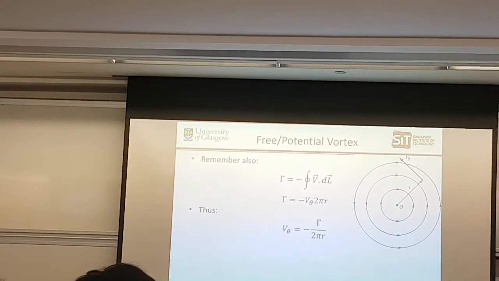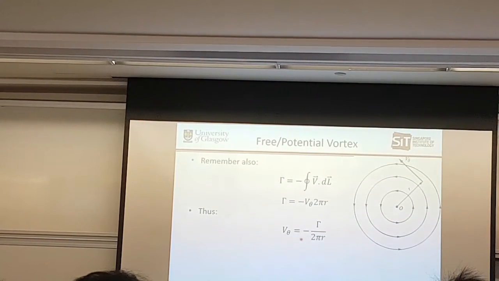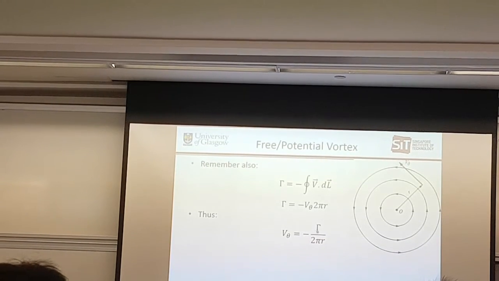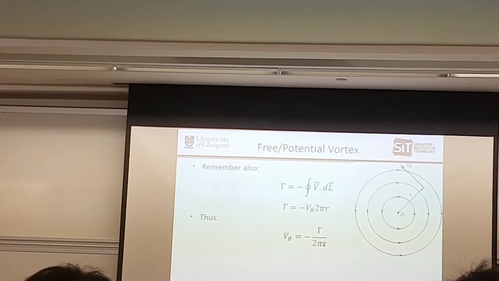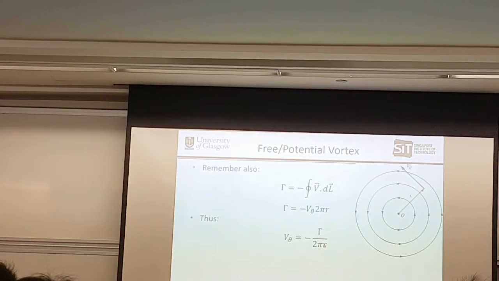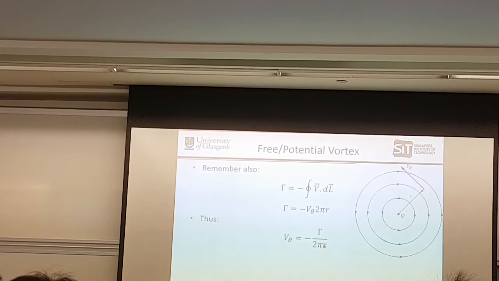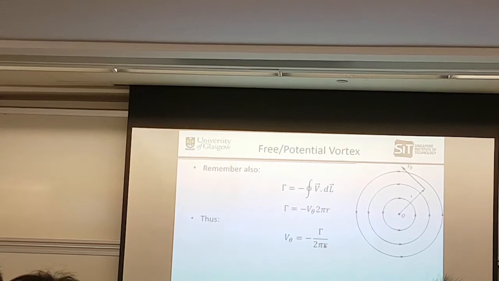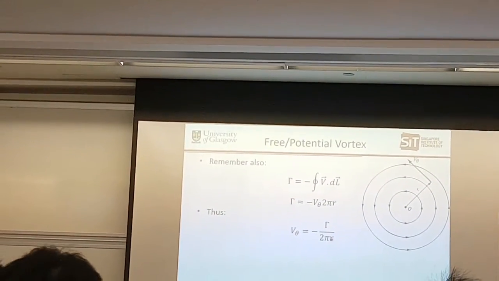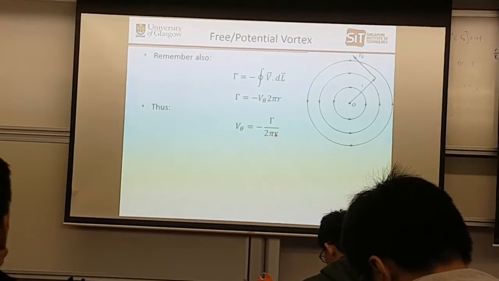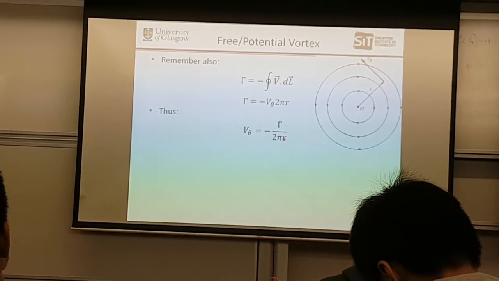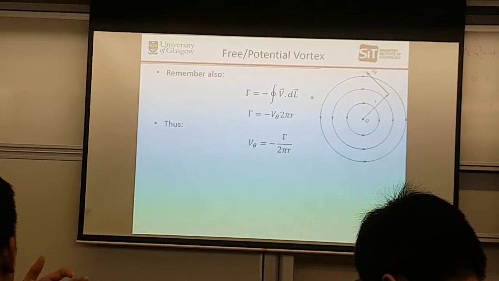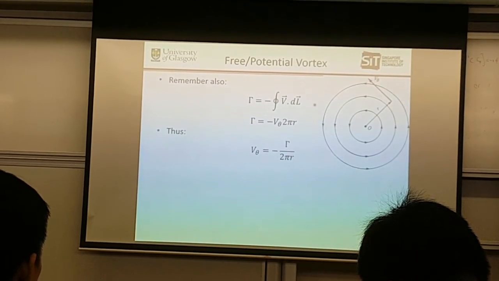So that means I can find my V theta, given the circulation strength, as minus tau over 2 pi r. Now, why am I doing this again? As per all the other flows that I've gone through, what I'm trying to do is find the stream function and the velocity potential. Why do I want to do that? Because I can superimpose all the different flows together. The only way for me to superimpose the different flows together is through the stream function or the velocity potential. That's why we derive the stream function for each of these different flows.